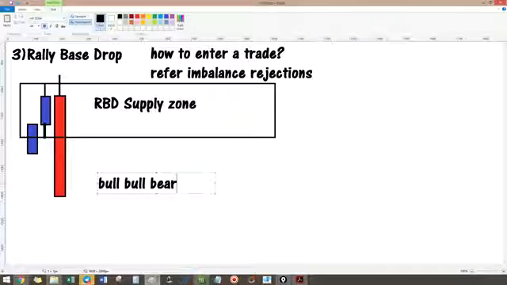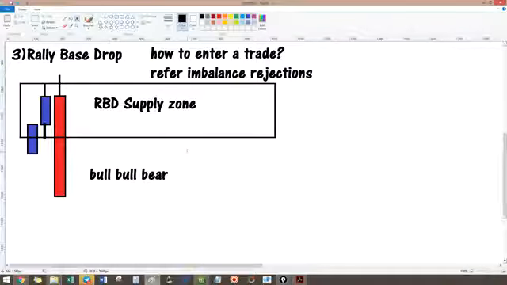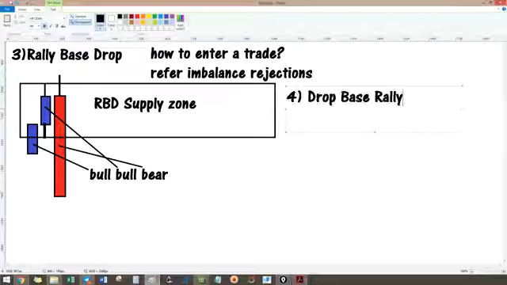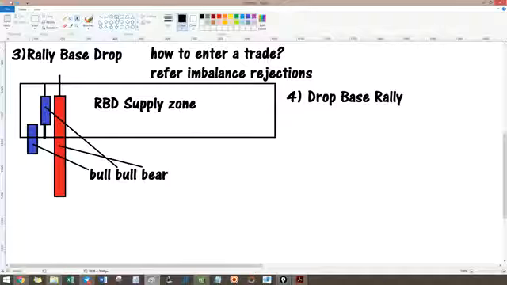bear. Bull, bear. Okay, let me finish drawing this first. Okay, because a lot of the drawings are not so good, so I need to recap back this. Okay, so just pay attention for a moment. For drop base rally, you need to have something like this.